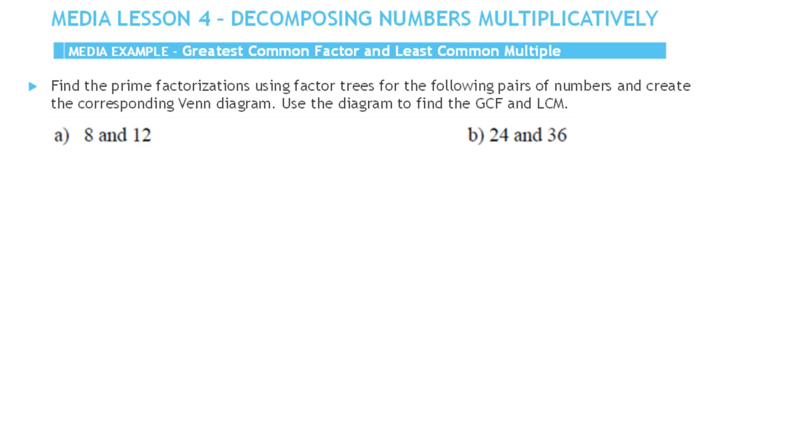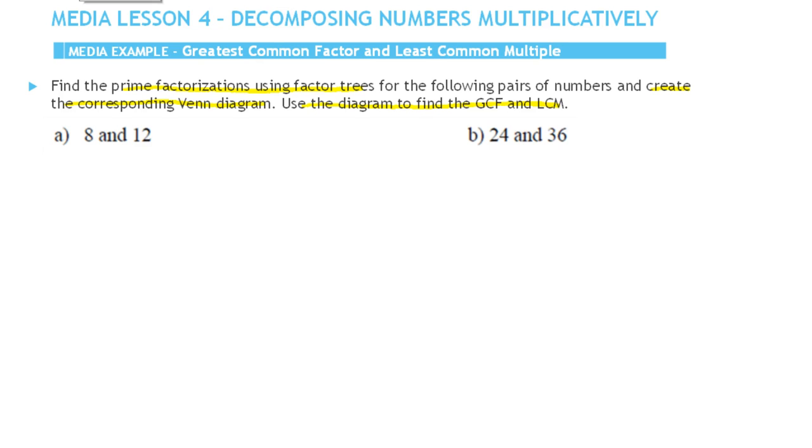So let's read the directions. Find the prime factorizations using factor trees for the following pairs of numbers and create the corresponding Venn diagram. We're going to learn what that is and how to make one. Then use the diagram to find the GCF and LCM. So let's start with the first example. We have 8 and 12.